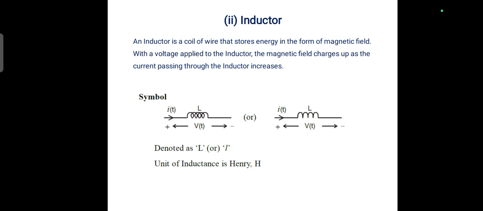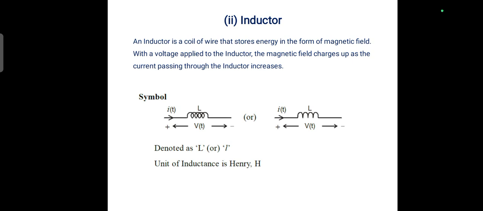Next, we will take the second component, that is the inductor. An inductor is a coil of wire that stores energy in the form of a magnetic field. With a voltage applied to the inductor, the magnetic field charges up as the current passing through the inductor increases. The symbol is given here. It is like a winding.